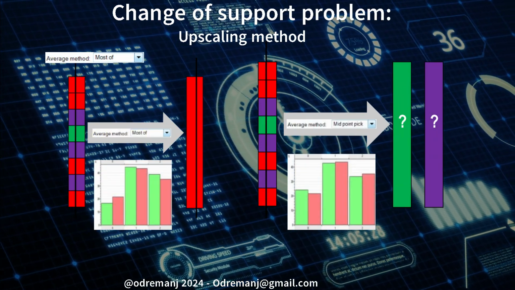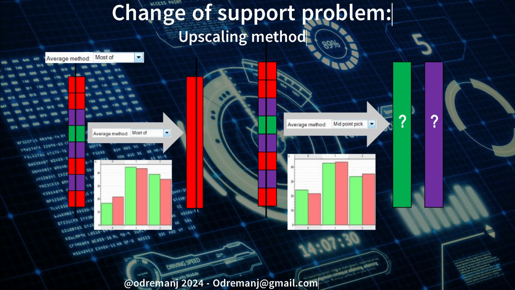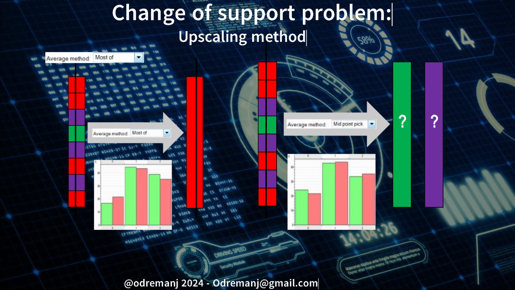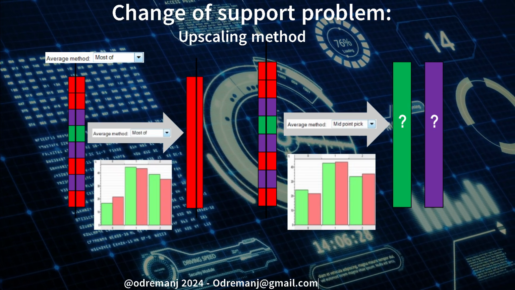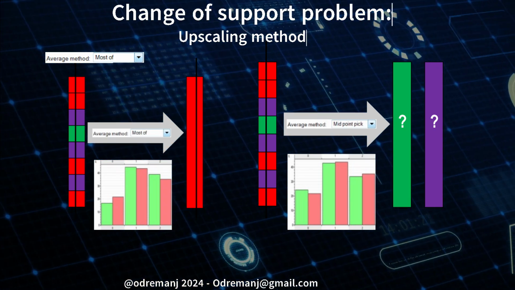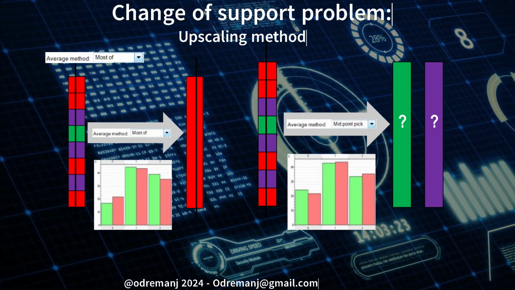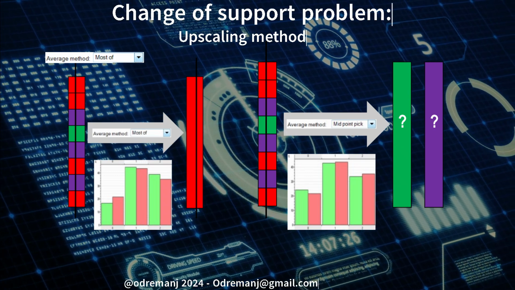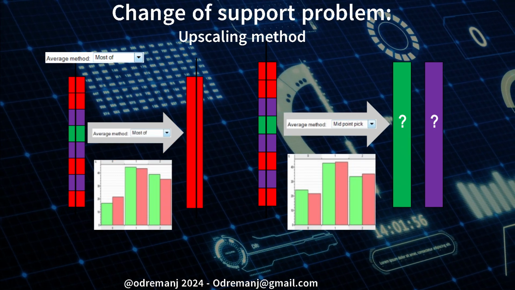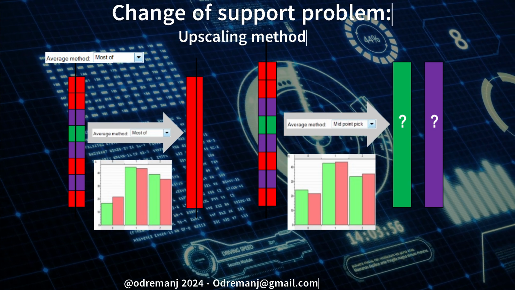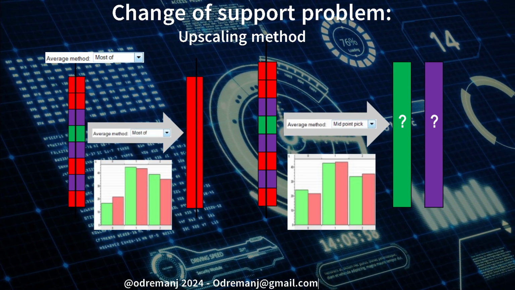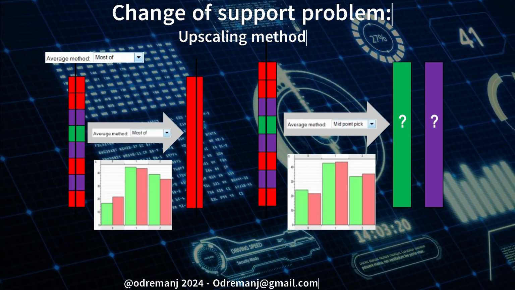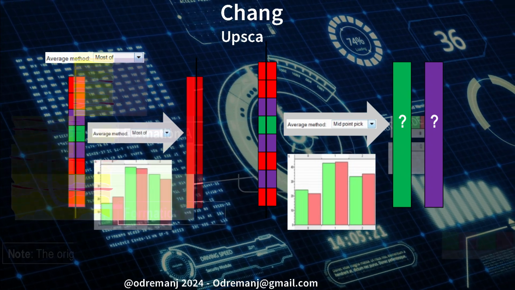This slide highlights the change of support problem when upscaling data to larger grid cells. It compares two averaging methods. Most-of method selects the most common facies within a cell, simplifying the data but potentially losing variability. Midpoint pick method averages the midpoint value, better capturing variability, especially for continuous data. The choice of method impacts how well the upscaled model reflects the original data. Selecting the right method ensures accurate representation of the reservoir properties.